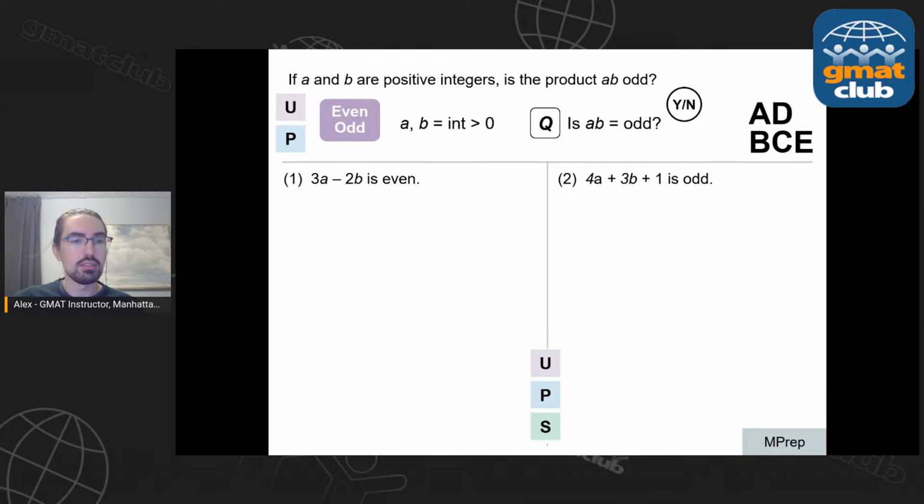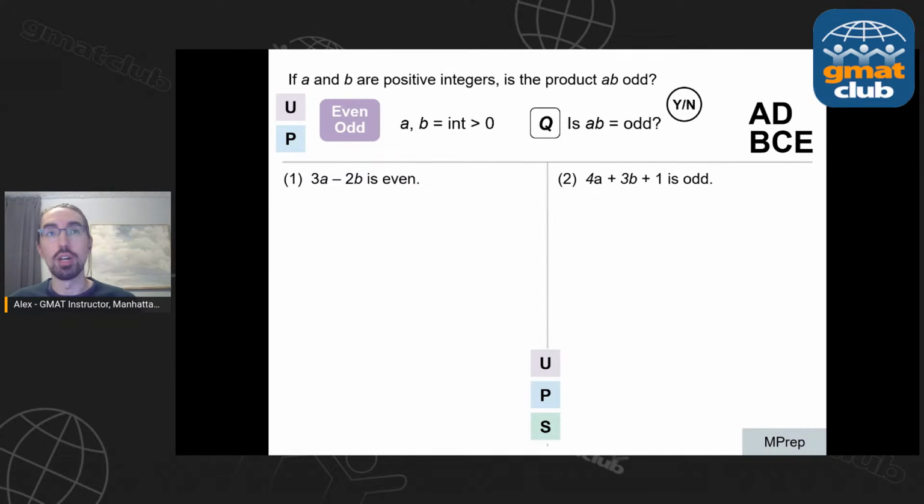So like somebody put in the chat, Karan put in the chat, the question is asking if both A and B are odd, right? Because that's what we would need in order for A times B to be odd. These two positive integers would both have to be odd. So that's a rephrase of the question.